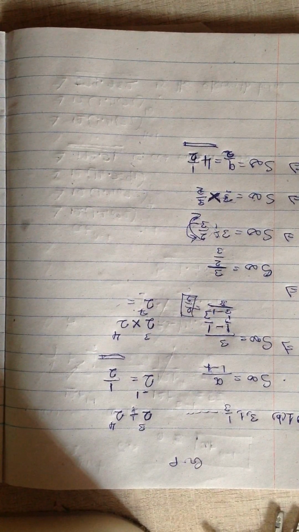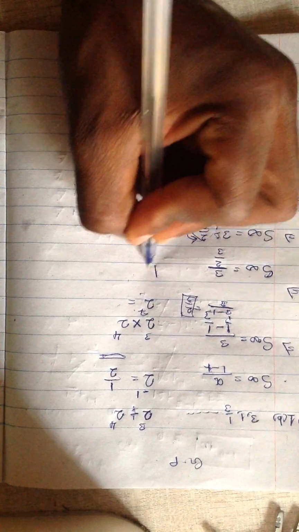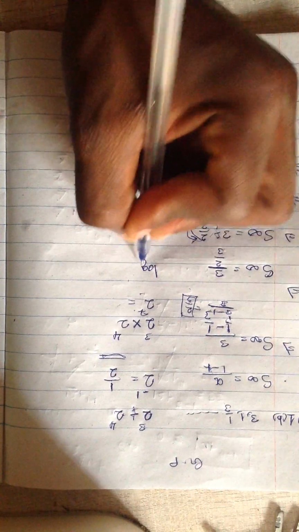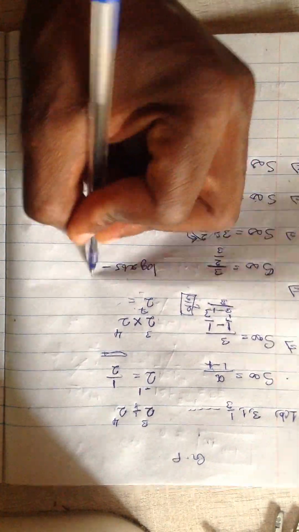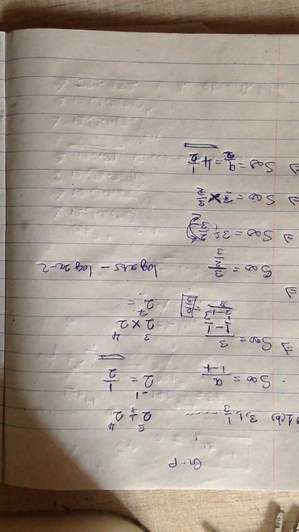These are the rules. Now, when it comes to the logs, it's vice versa. If the bases are the same, you have log(x plus 5) minus log(2x minus 2).